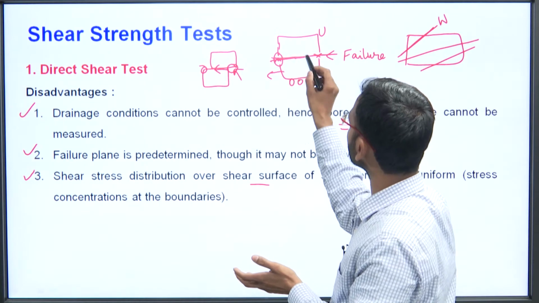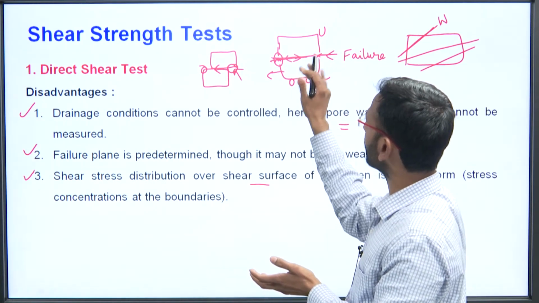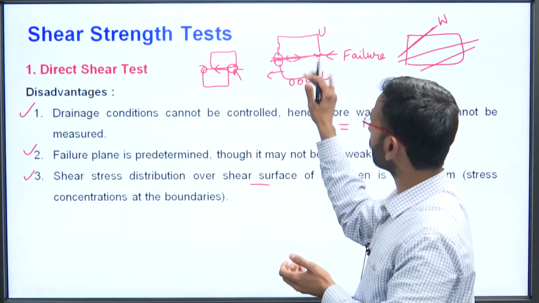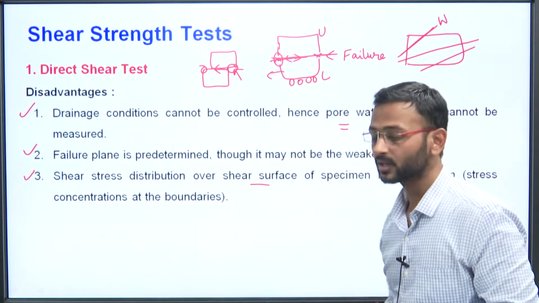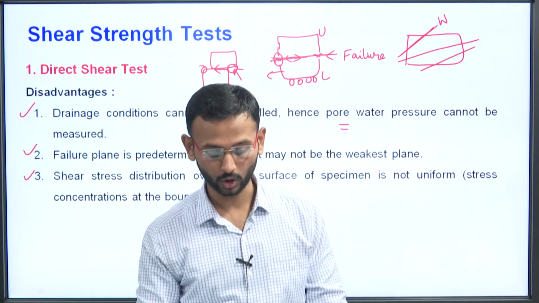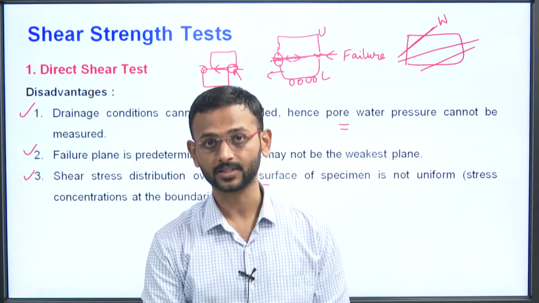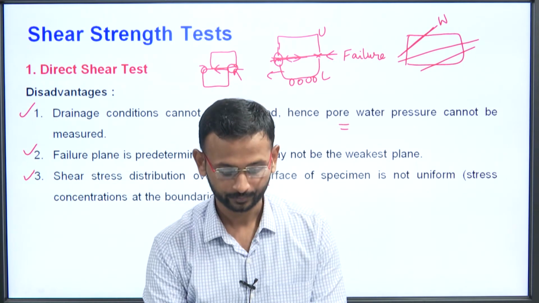बाद में तो फेलियर प्लेन पता था कि इसी पे फेलियर होना है, देन व्हाट हैपेंस देयर, यहाँ पे फेलियर हो गया, यहाँ पे तो shear stress यूनिफॉर्म हो गया, बट एट एजेस इट इज़ not uniform. Shear stress distribution is not uniform, but we have considered that it is uniform.